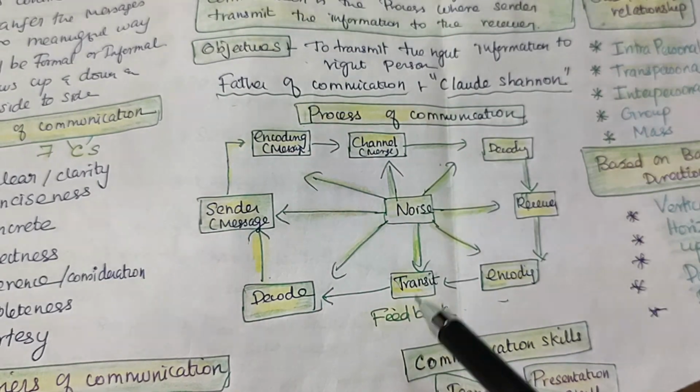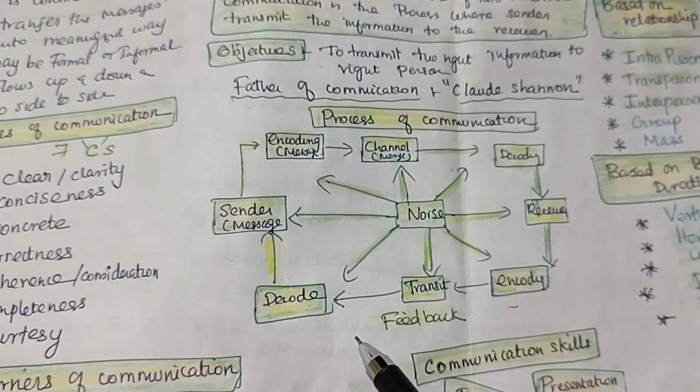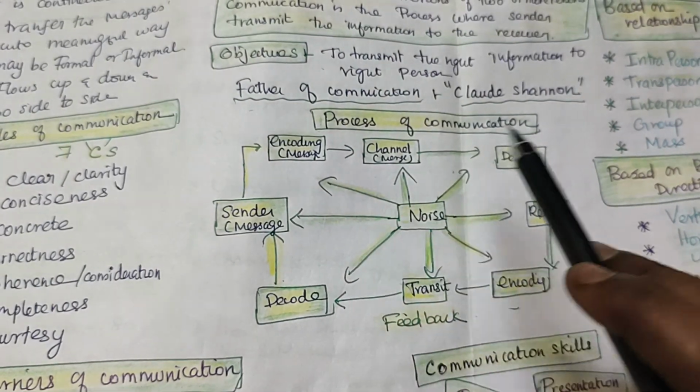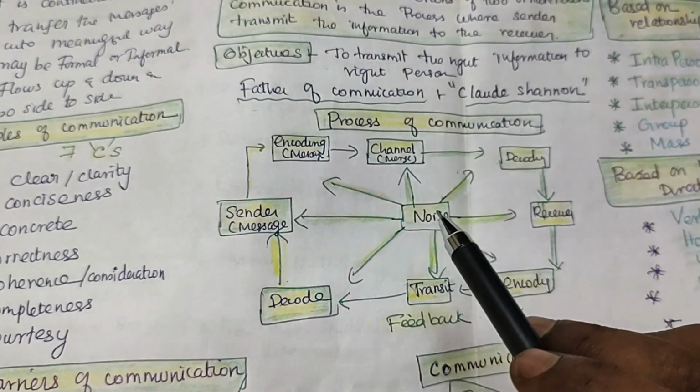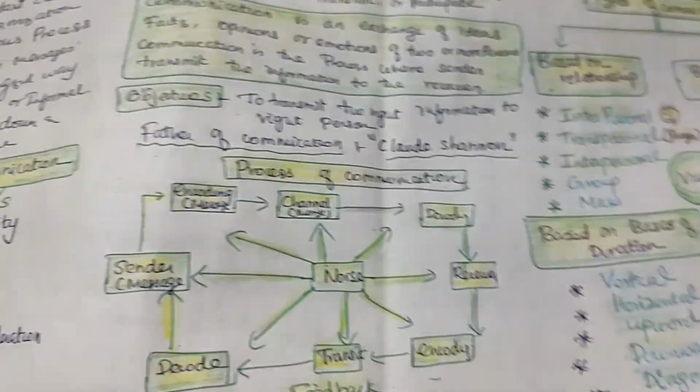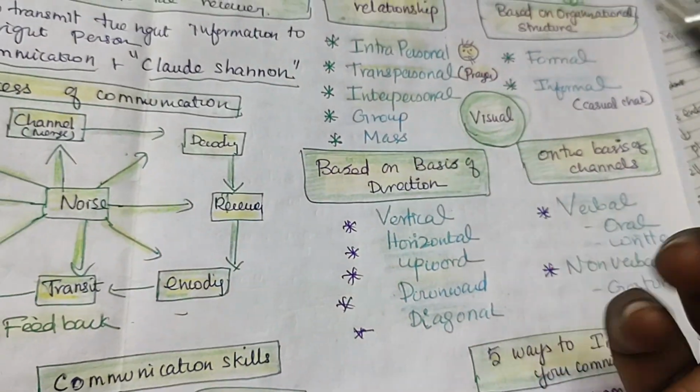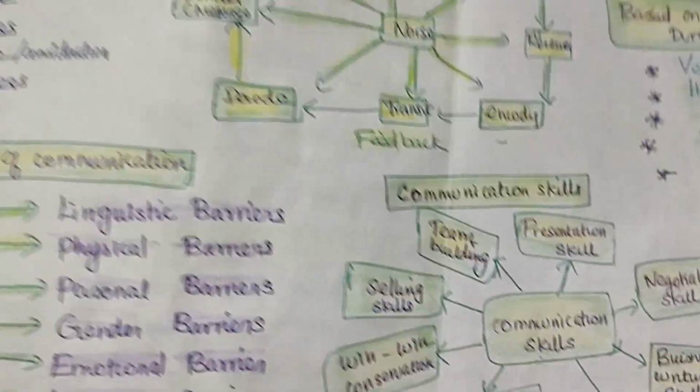Feedback is the backbone of communication. What is called noise? Noise is an important factor which creates a barrier. Noise is a barrier of communication. The barrier is again classified in many ways. What are all the barriers we can classify?